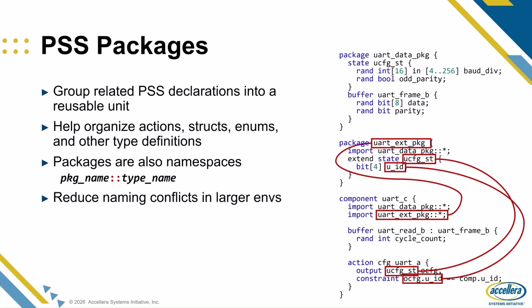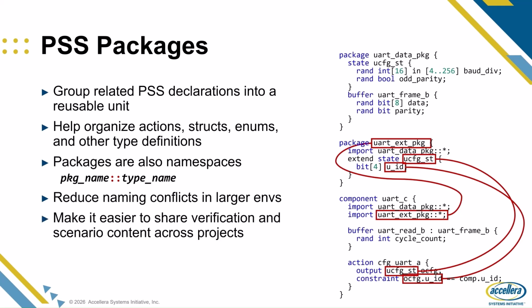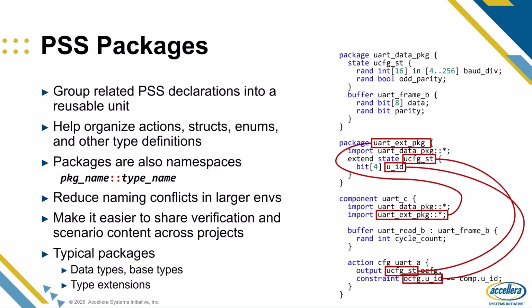The judicious use of packages helps reduce naming conflicts in larger environments, especially if you use the full package scope name when referring to variables. This also makes it easier to share content across projects by making sure you import the right packages for your setup. Typical packages you'd see in a real project include data type packages with your base types and extension packages for project-specific customization.